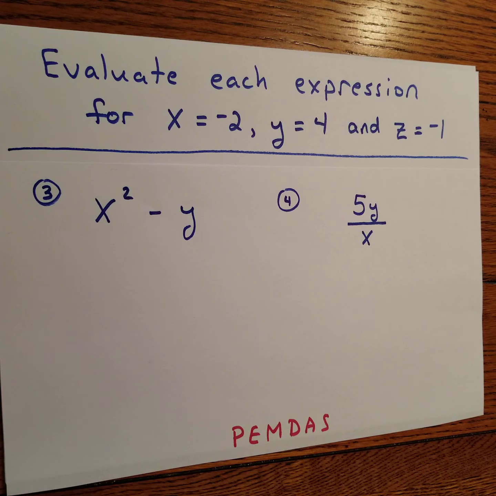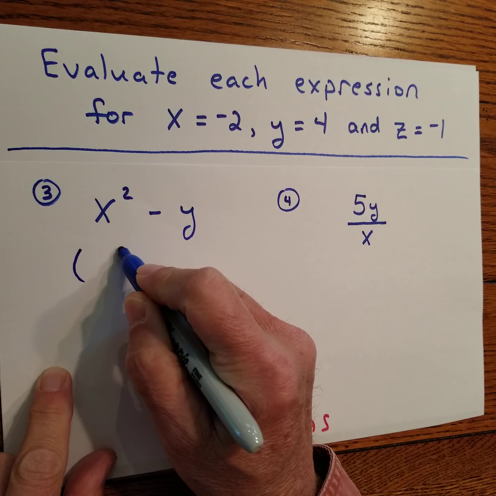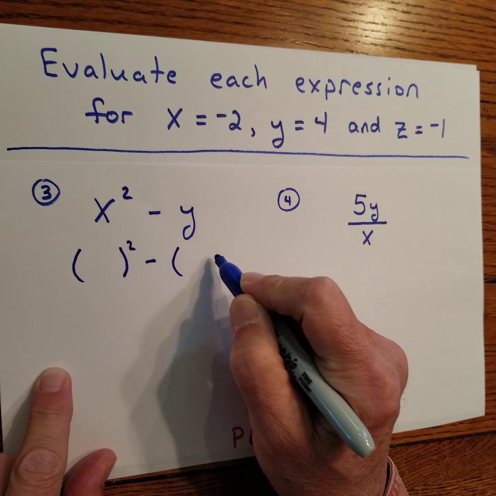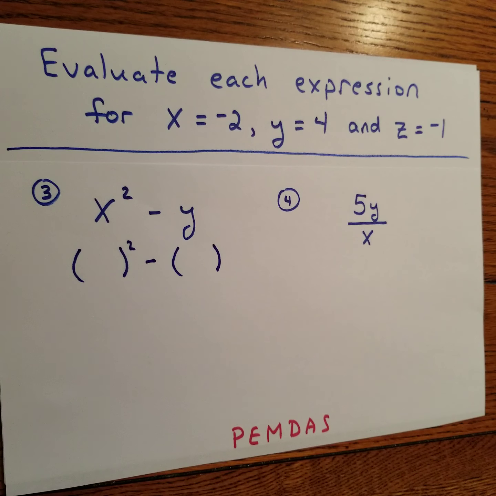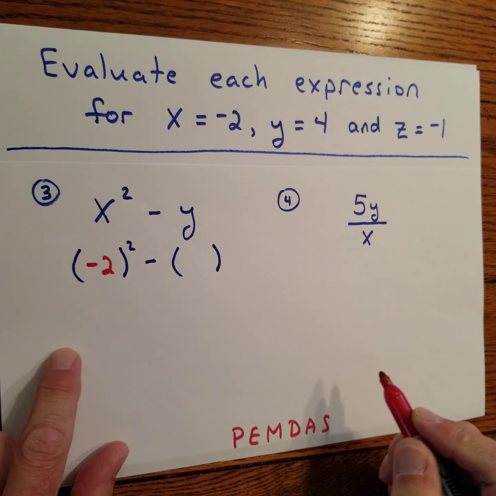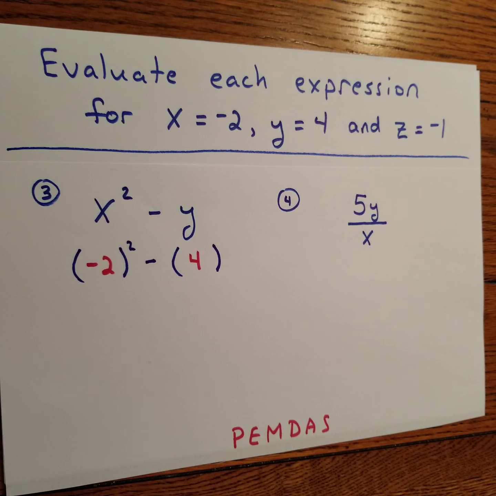The best way to ensure getting the correct answer is to write the problem down and then replace each variable with a set of parentheses. x squared minus y becomes (x) squared minus (y). Now we'll plug in for x with a -2, and we'll plug in for y with a 4.